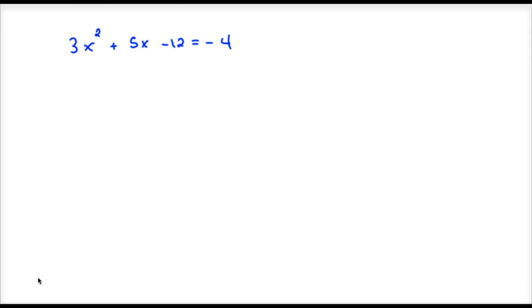3x squared plus 5x minus 12 equals negative 4. Alright, so same first step. So here's a little bit different. We have a leading coefficient of greater than 1. And this problem is also going to give us some fractions, which we all love. Let's get this negative 12 to the other side first.